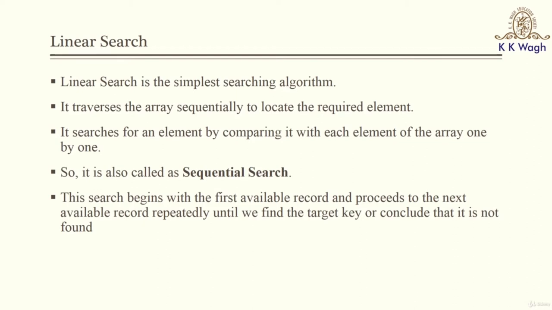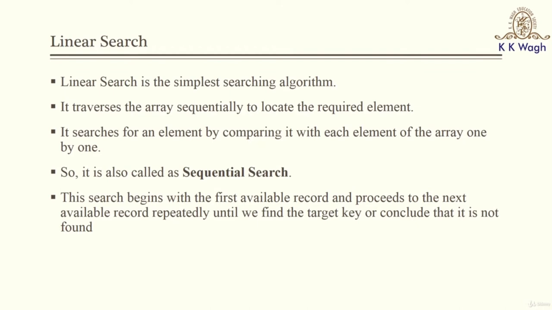Linear search is also called sequential search, as it searches the element or item one after another in a sequential manner. It is going to scan and compare each and every element in that list.